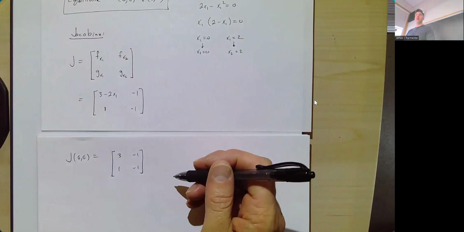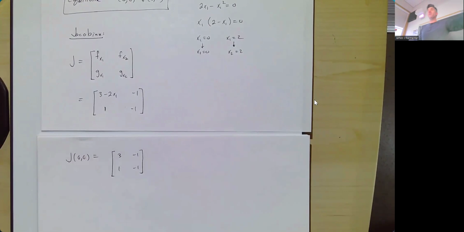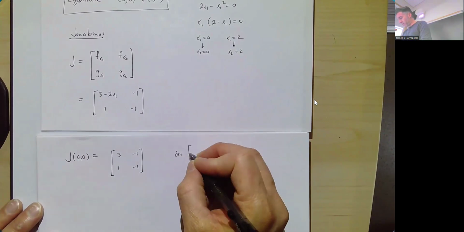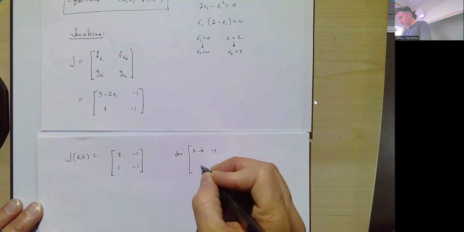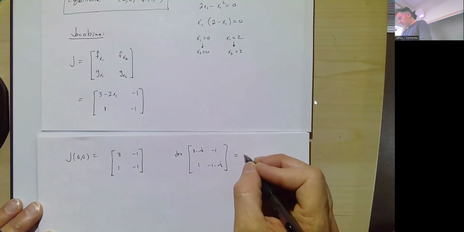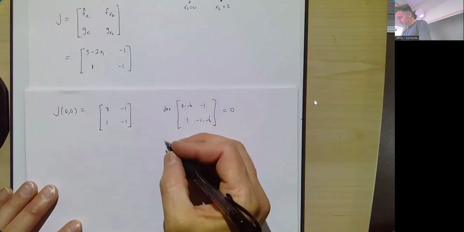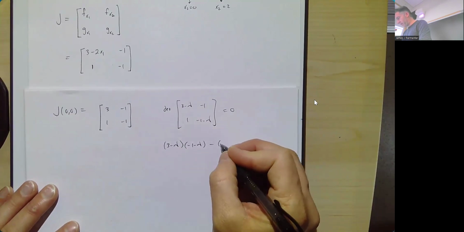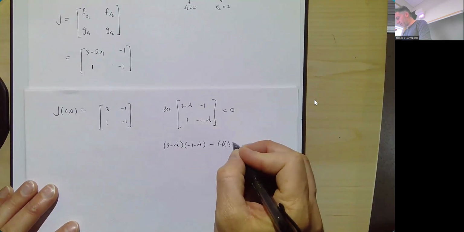So find the eigenvalues. We're not finding the general solution, we're just classifying. No one's usually asking you to find the general solution when you've got a nonlinear thing here. So eigenvalues: determinant of 3 minus lambda, -1, 1, -1 minus lambda, equal to 0. So we're going to get (3 minus lambda)(-1 minus lambda) minus (-1)(1) equals 0.